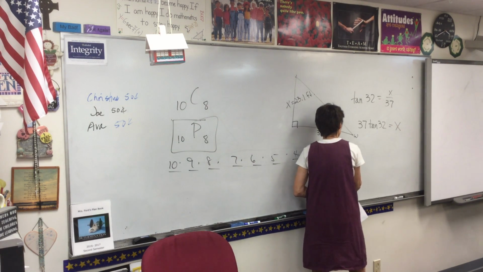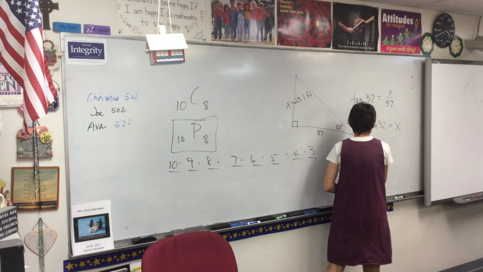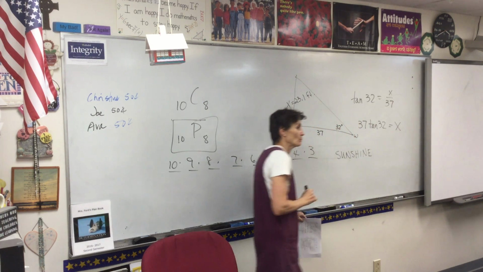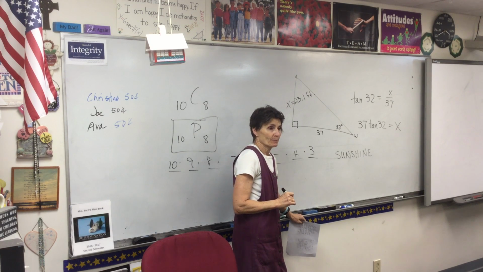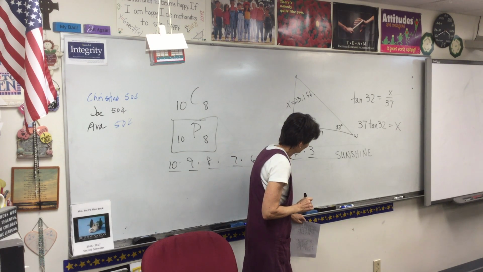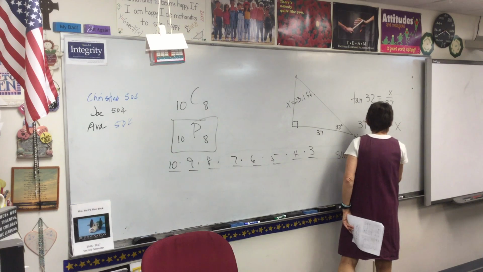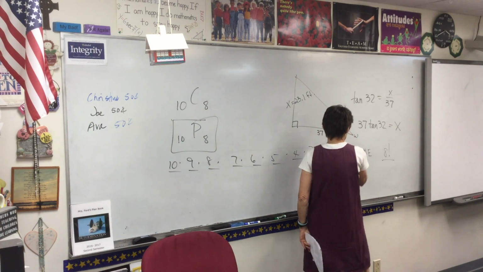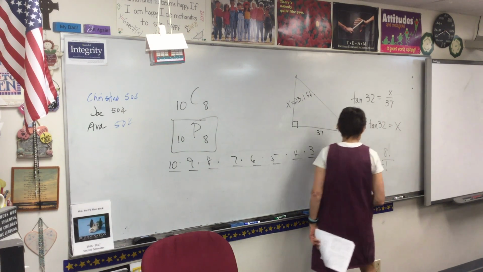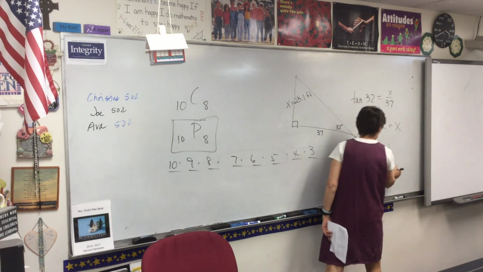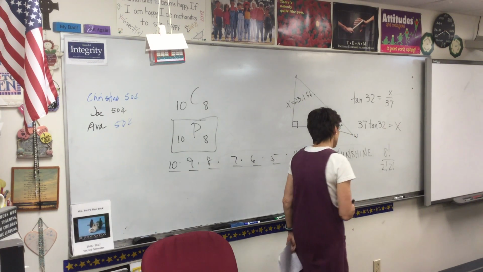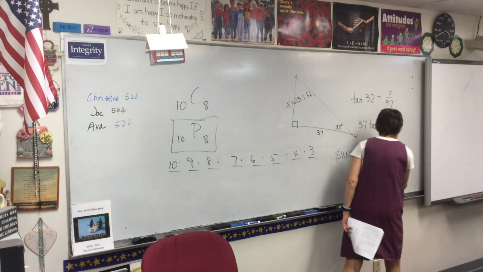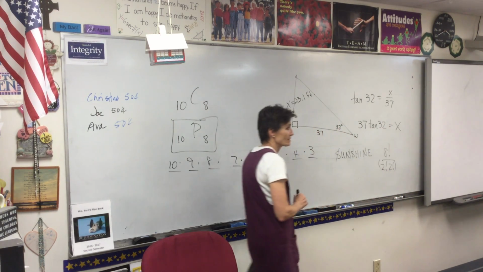Sunshine. We all should get this one, right? How many ways can we rearrange the letters of the word sunshine? 8. 1, 2, 3, 4, 5, 6, 7, 8. There's 8 of them, so it's 8 factorial. 2 S's. 2 N's. Is that it? Yes. And when we type it in our calculator, we gotta make sure that's in parentheses.